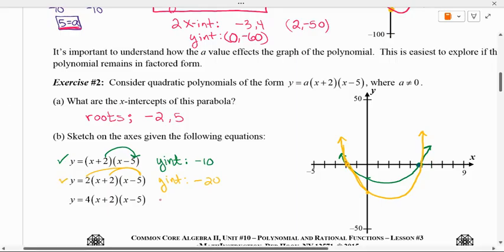Well, what about this one? Can we figure out the y-intercept of the last function? Y equals 4 times the quantity x plus 2 times the quantity x minus 5. Where do I cross the y-axis? Well, 2 times -5 is -10, times 4 is -40. So still going through the same roots. The roots don't change, but now I'm crossing the y-axis here. So I'm putting this great big stretch on my parabola.